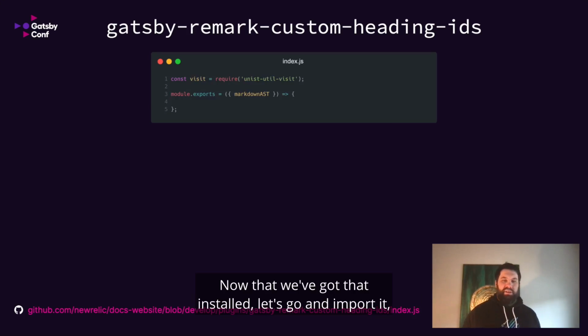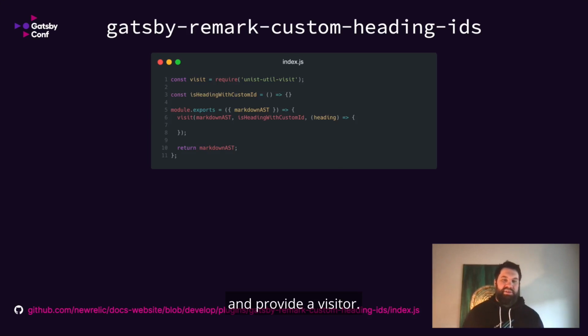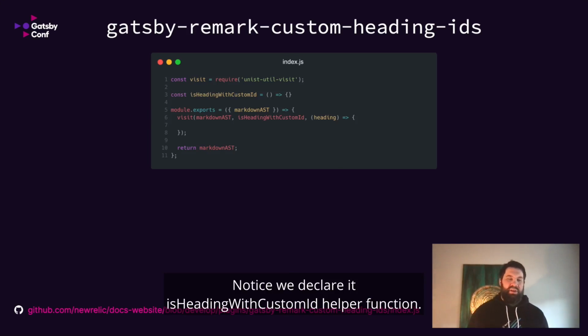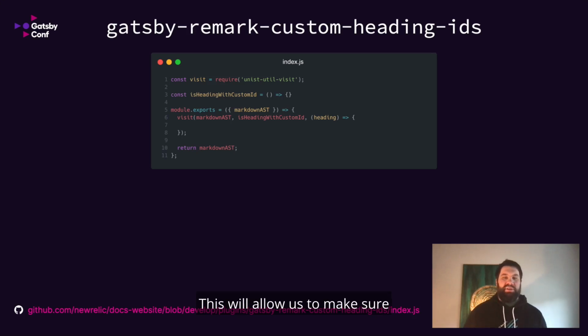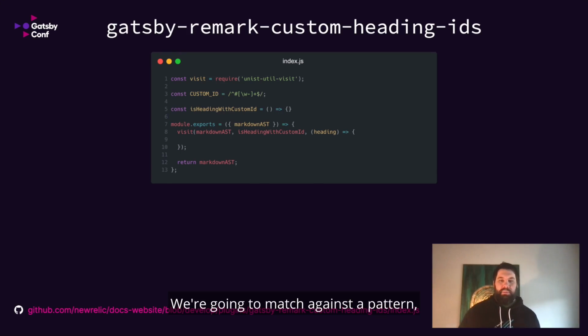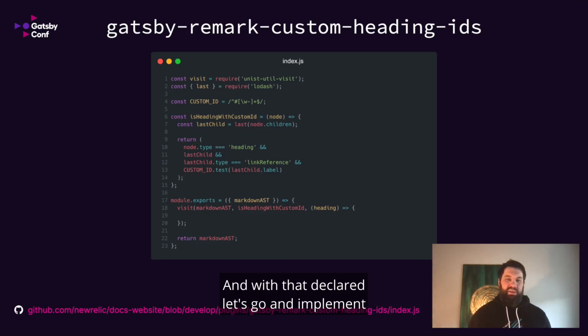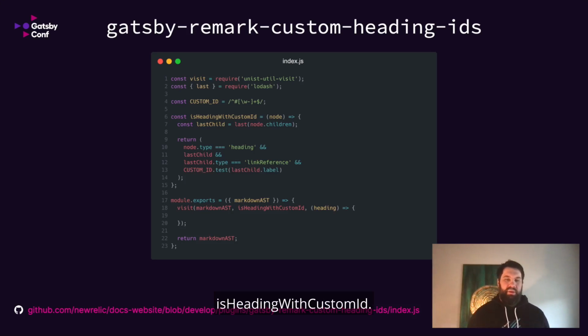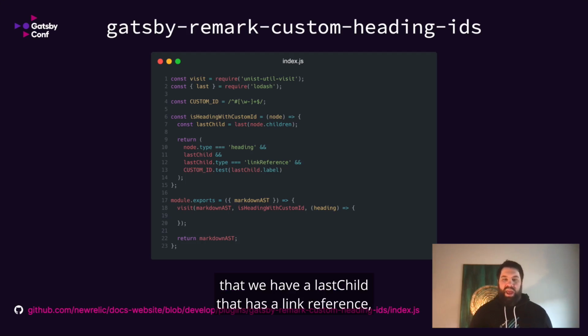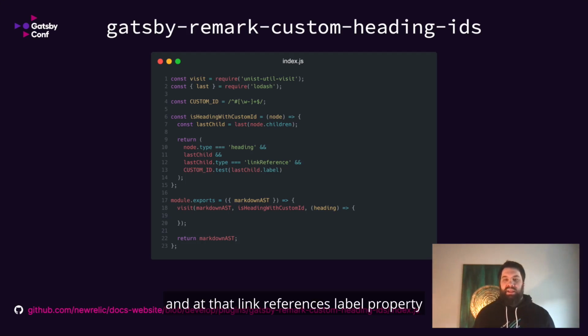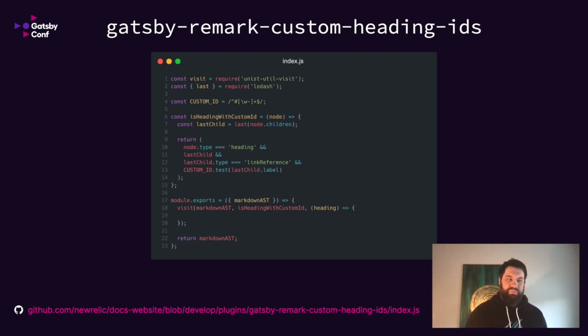Now that we've got that installed, let's go ahead and import it and provide a visitor. Notice we declare an isHeadingWithCustomID helper function. This will allow us to make sure we're only visiting nodes that are headings with a custom ID. We're going to match against a pattern to ensure that we're only working with custom IDs. And with that declared, let's go and implement isHeadingWithCustomID. You'll see we only want to visit nodes that are type heading, that we have a last child that is a link reference, and that link reference's label property matches our custom ID pattern.